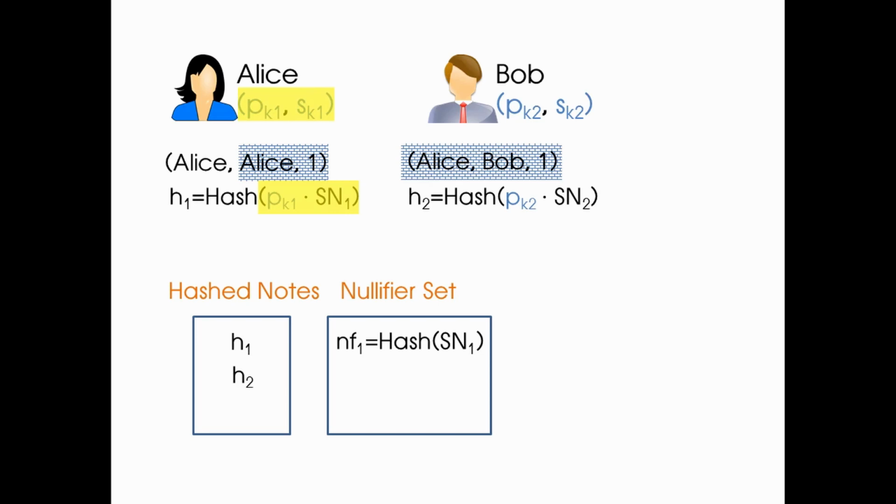The second thing that she needs to show is that she actually knows the secret key SK1 corresponding to PK1. And the third thing that she needs to show is that she actually nullified the correct coin. She's doing that by proving that she knows a value SN1 such that the hash of that value equals NF1. So to summarize, Alice proves 3 things: that the hash node is in the set of hash nodes, and that the content of these hash nodes are associated with her public and secret key, and that she nullified the correct serial number.